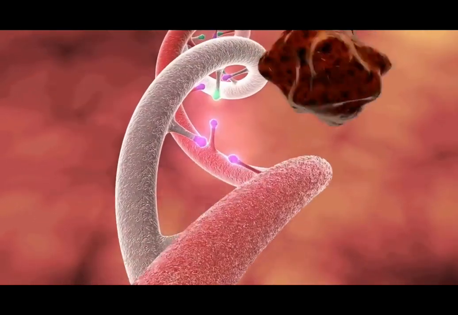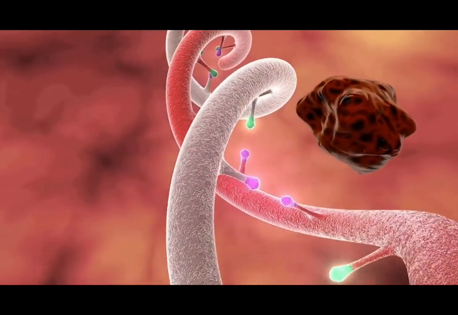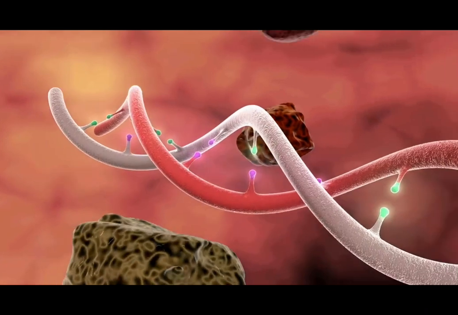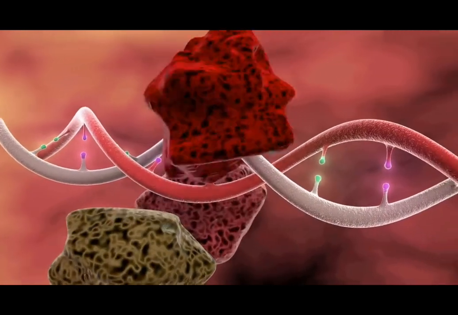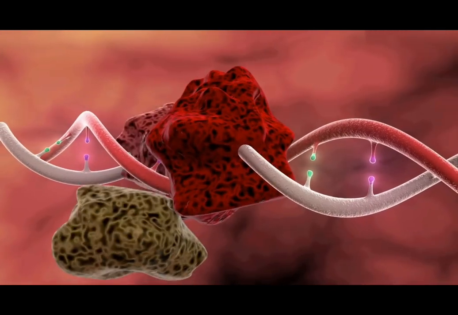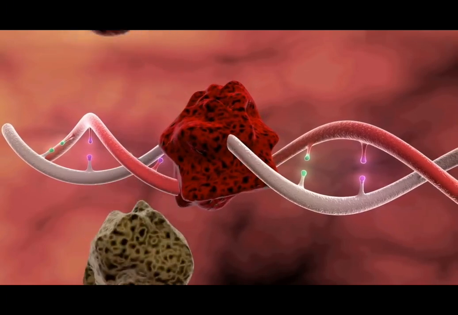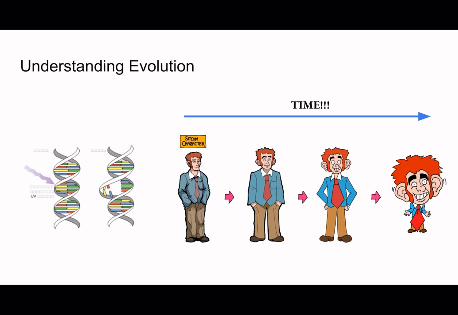Now, when a creature has a mutation that gives it an advantage in its environment, like a ninja skill to survive, it has a better chance of sticking around and passing on its genes to the next generation. Over many, many generations, these small changes pile up, leading to new species and the mind-boggling variety of life on our planet.